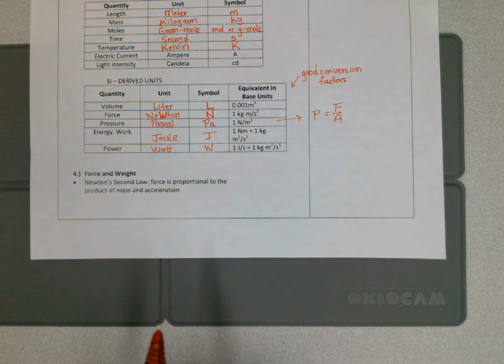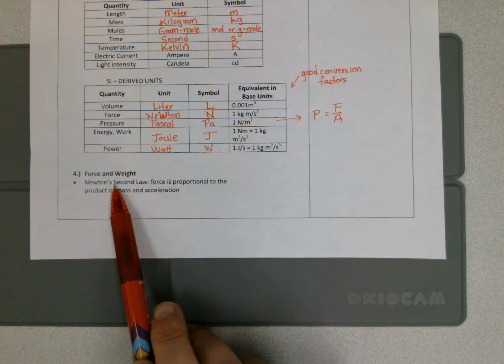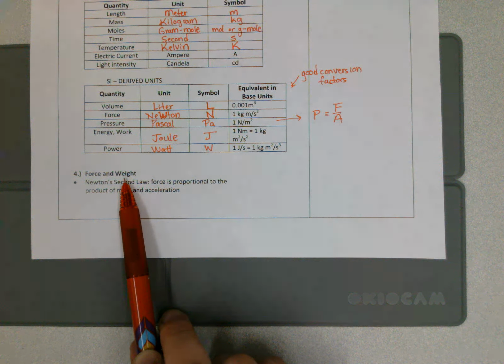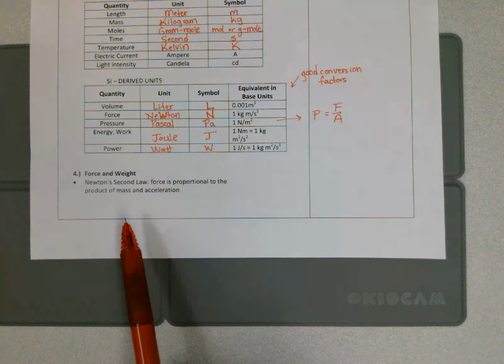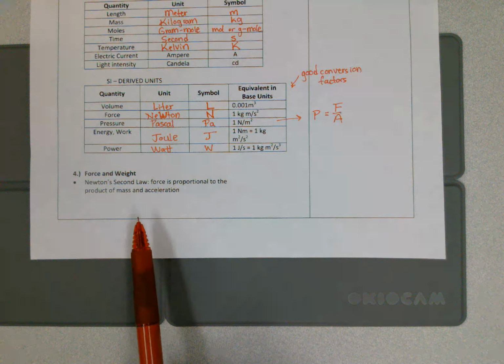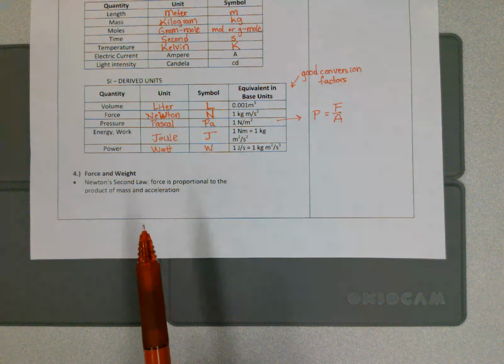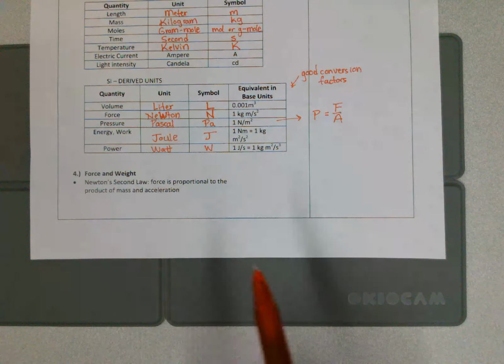All right, a little physics review for you. Let's talk force and weight. One thing that's going to be important for us to remember later on in this course, maybe not immediately, but definitely when we talk about energy balances, is Newton's second law. So force is proportional to the product of mass and acceleration.